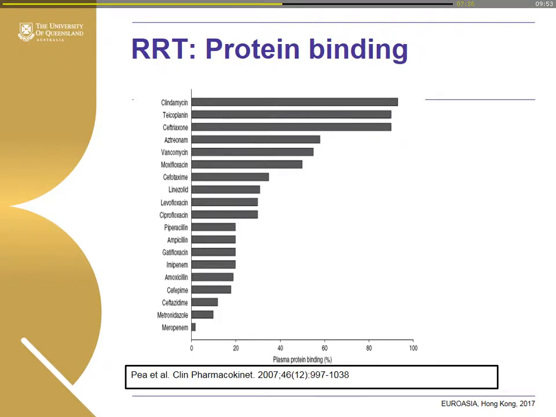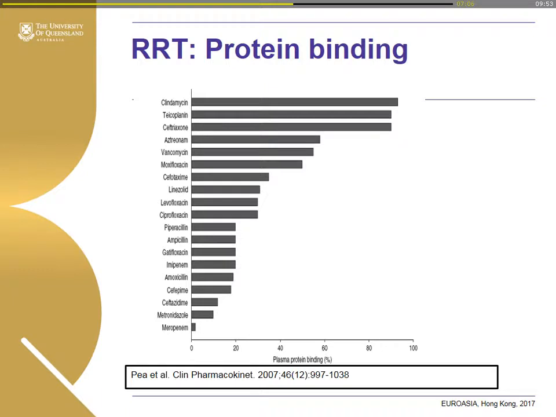So if you have a drug which has high protein binding, then it has a low unbound concentration, which means that the overall clearance of that drug relative to that total concentration is going to be quite low. So for drugs like clindamycin, teicoplanin, ceftriaxone, which have protein bindings greater than 80 to 85%, you tend to not see very significant clearance of these drugs with renal replacement therapy because of this high protein binding.